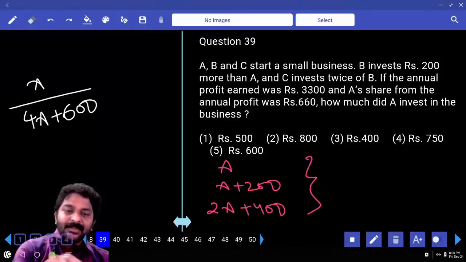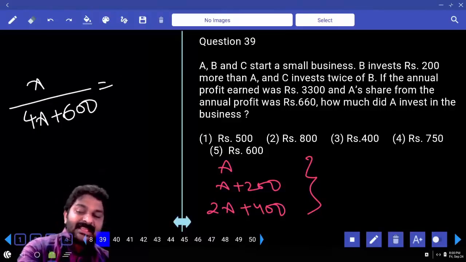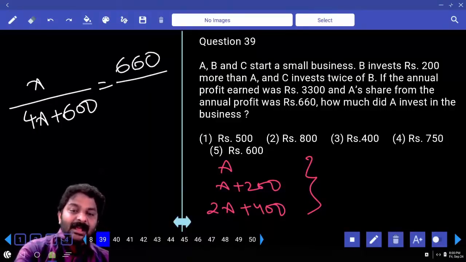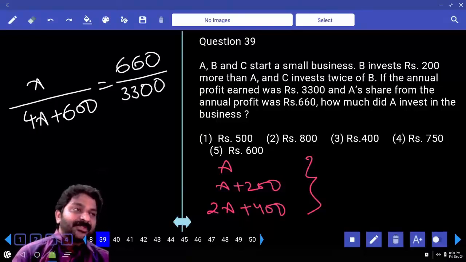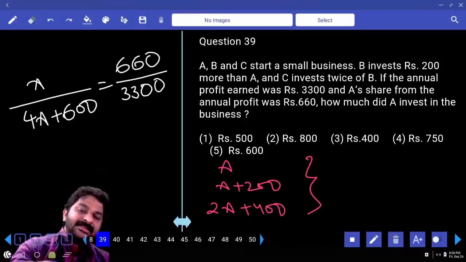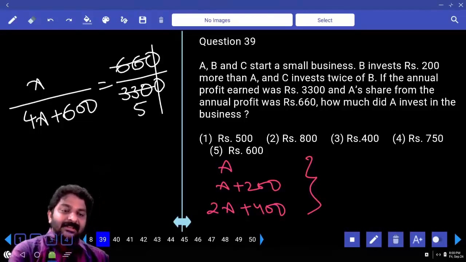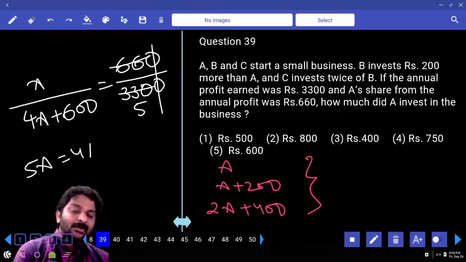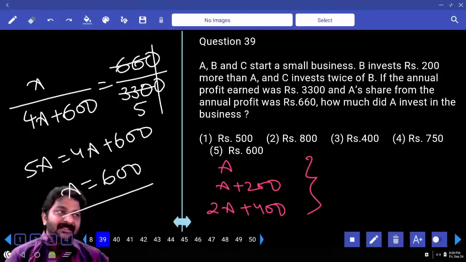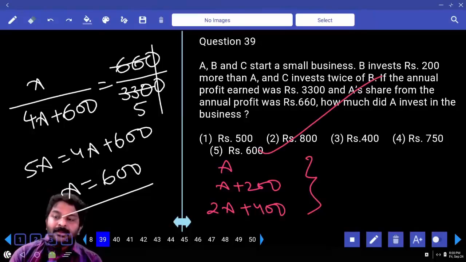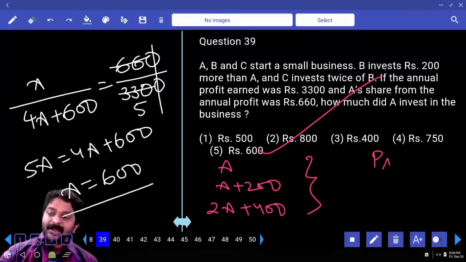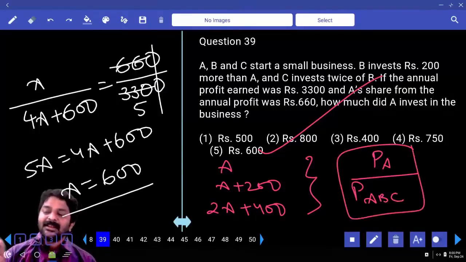Is this clear so far? A is getting profit 660 out of 3,300 total. 0, 0 cancel. 66, how many times? 5 times. From this, 5A is equal to 4A plus 600. A is equal to 600. Investment of A was A, which is equal to 600. Fifth option, final answer. We just used profit received by A and profit received by A, B, C all taken together. That's all.